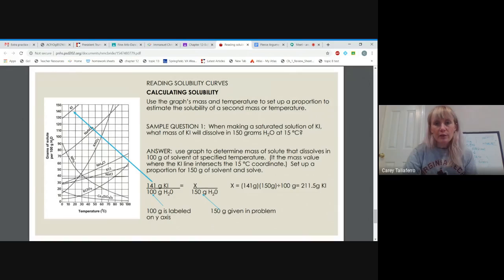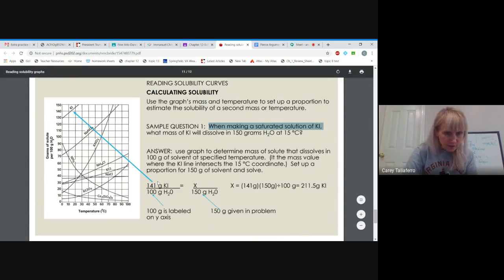So here's the question. When making a saturated solution of potassium iodide, so let's find potassium iodide, all the way up here. Look at just that little line, all right? What mass of potassium iodide will dissolve in 150 grams of water? Now, this is for 100. We want to know what happens if I increase the volume a little bit. How much more can I dissolve?